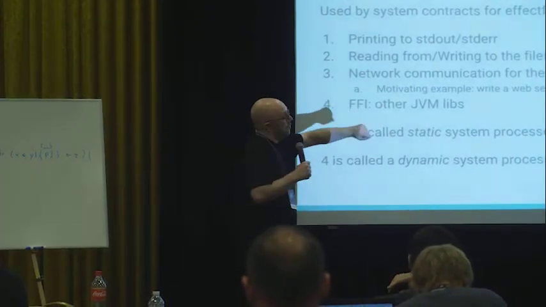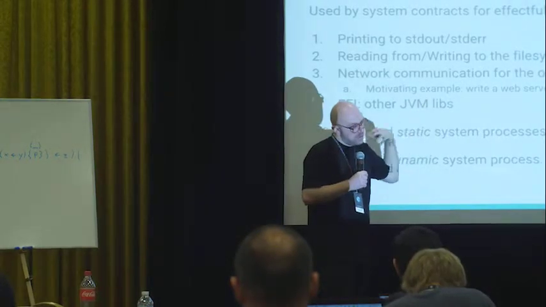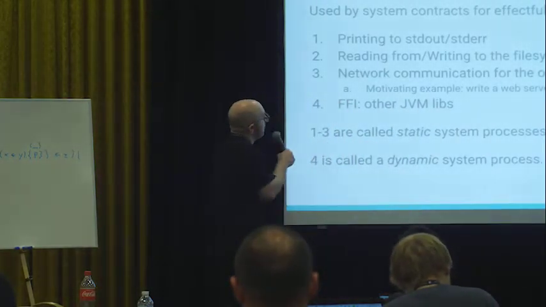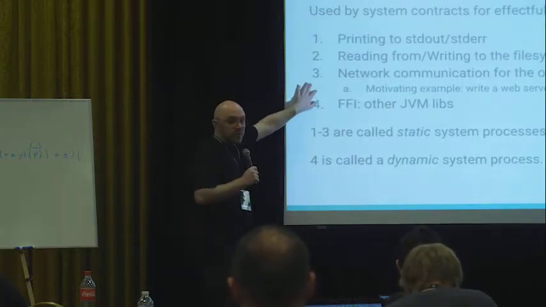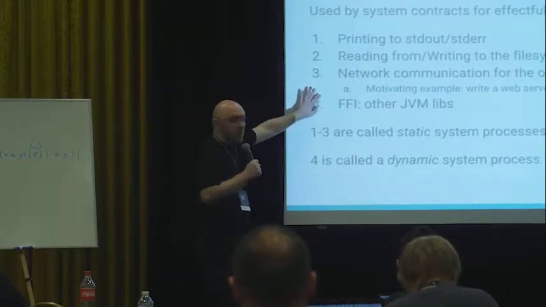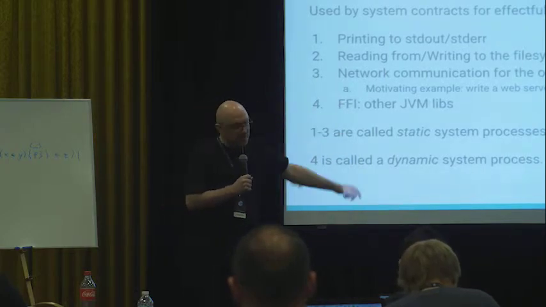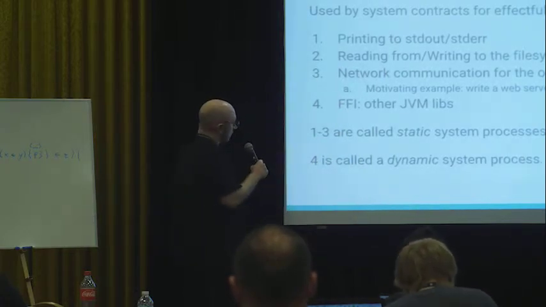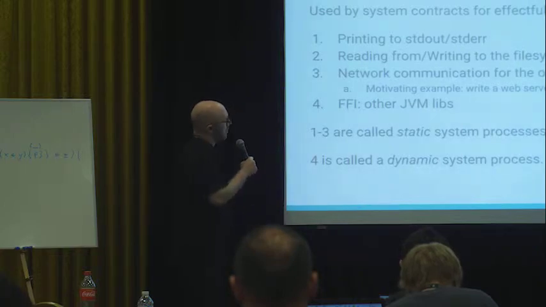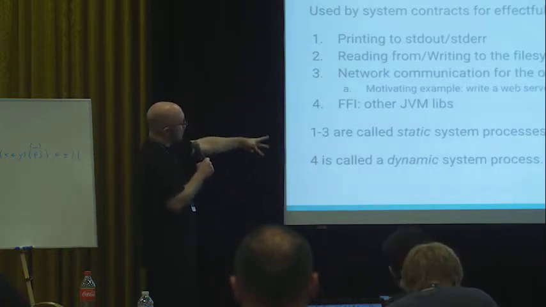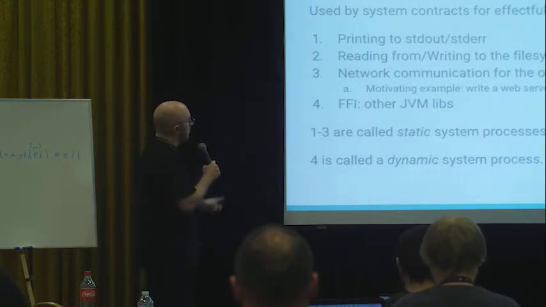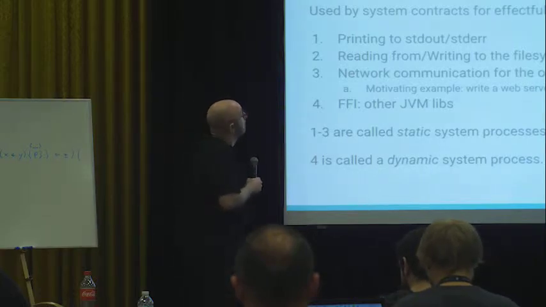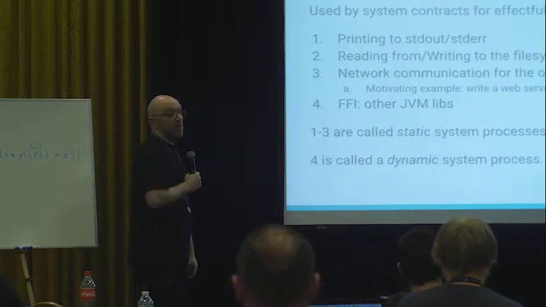So if you send a message to Standardout with a string, it will print out. We're going to have one for reading and writing from the file system. Eventually, hopefully with the help of DAP-Hub, we will get some network communication happening. And then the FFI that you've heard about as well will also be done this way. So these first three are what we call static system processes. They're hard-coded in Scala. And then the fourth one is what we call a dynamic system process. So, any questions on that?